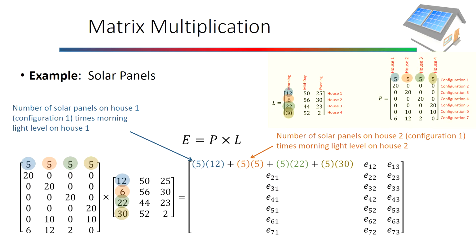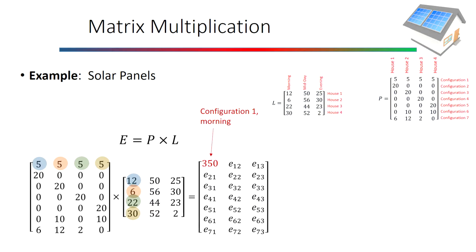I don't have room to show it on this slide, but the green and brown parts of the equation are the corresponding products for house 3 and house 4. So really what all of this element 11 is telling us is the sum of all the electricity generated by the 4 houses in the morning if we distribute the solar panels according to configuration 1. So now if we actually calculate that out, we find that energy generation in the morning will be equal to 350 according to configuration 1.